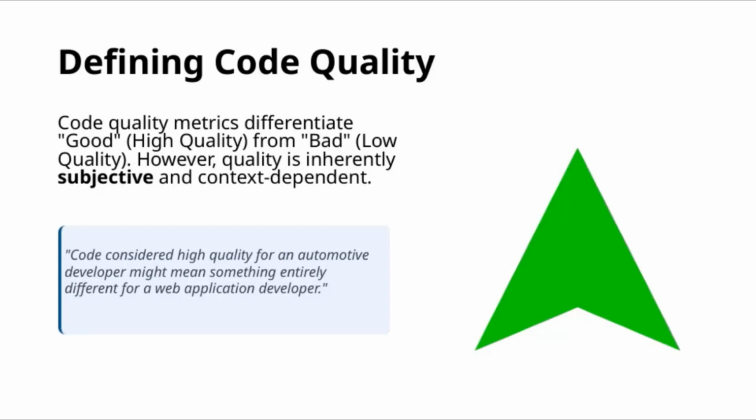When we talk about code quality, it's not one size fits all. What counts as high quality for someone building software for cars might look very different to a developer working on a website. Code quality metrics help us separate good code from bad, but the truth is quality depends on context. It changes based on the project, the goals, and even the environment. So, defining code quality means understanding those unique factors that shape what good really means.